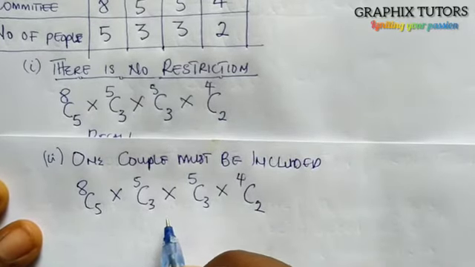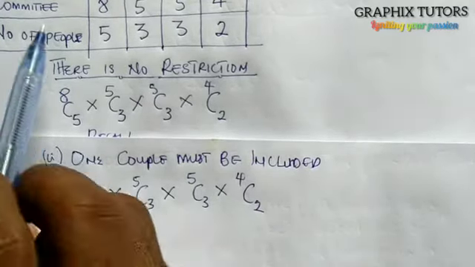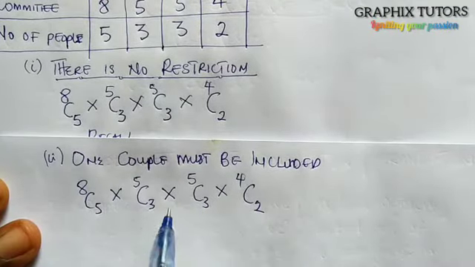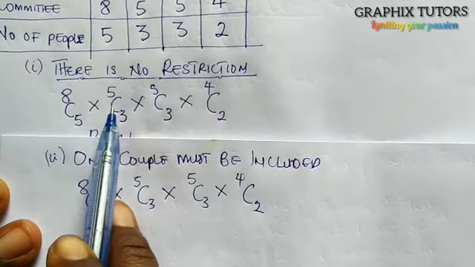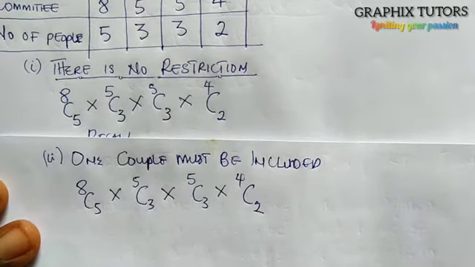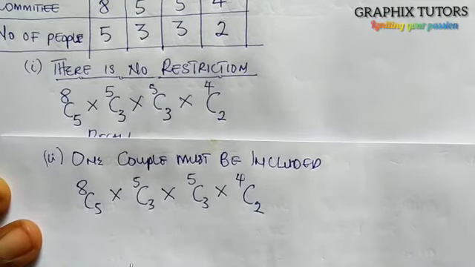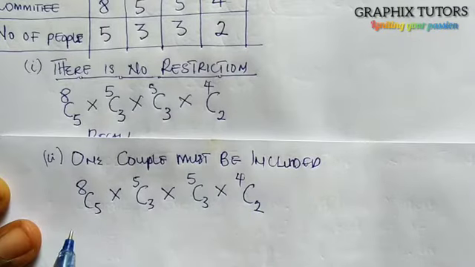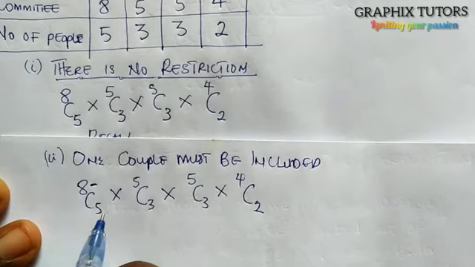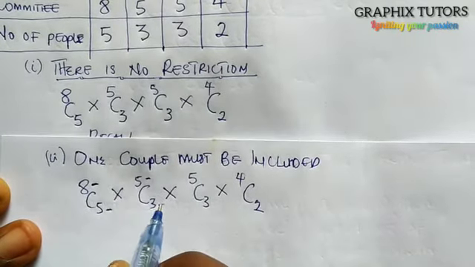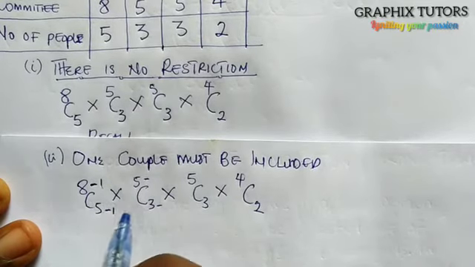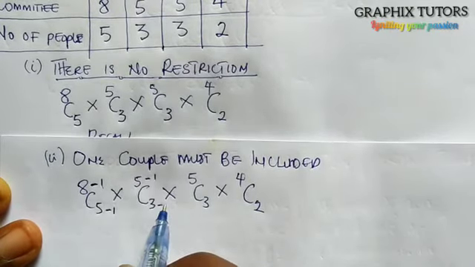So when you say no restriction here, one couple must be included. A couple involves a man and a woman, the first is man and this is woman, just like our table suggested here. So if a couple must be included, that means a man and a woman must be included. And the word must be included means that you're going to subtract 1 from up and down for both male and female, since a couple means male and female. So 8 minus 1 over 5 minus 1, 5 minus 1, then 3 minus 1.